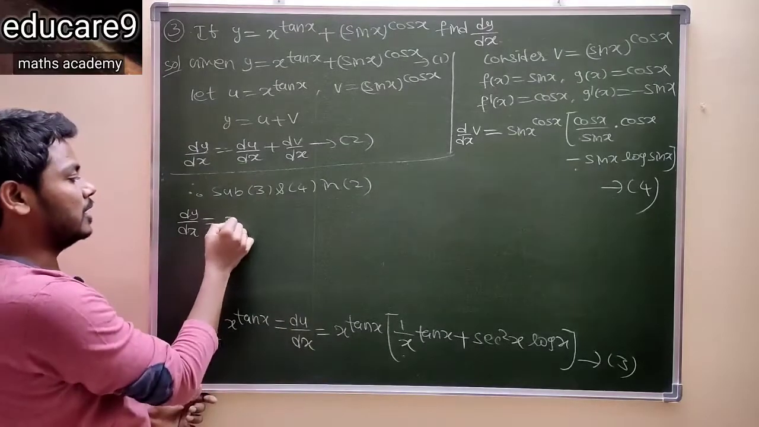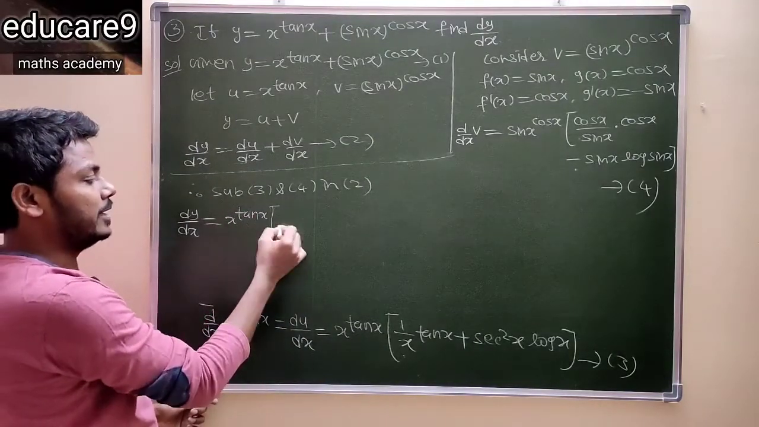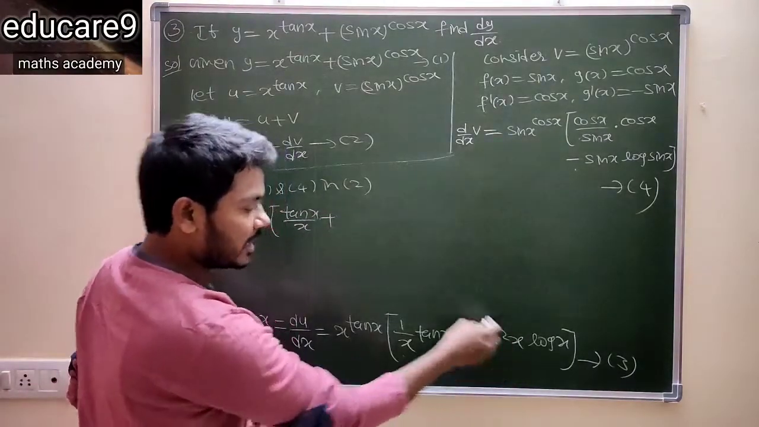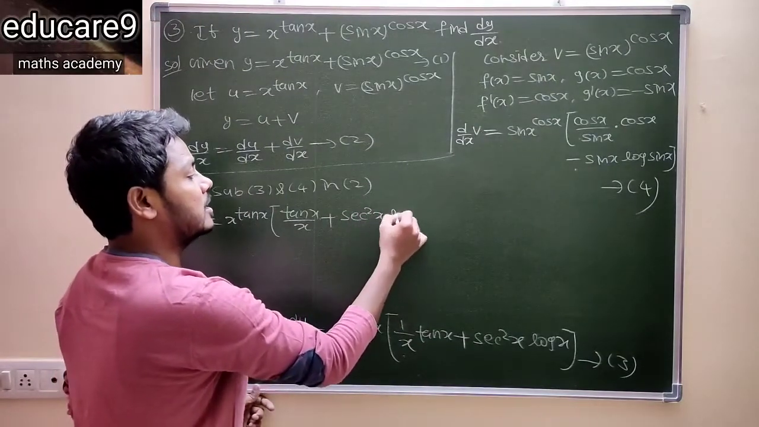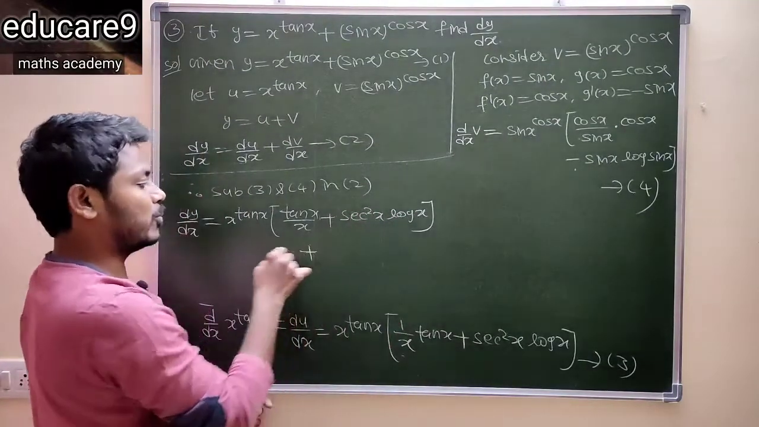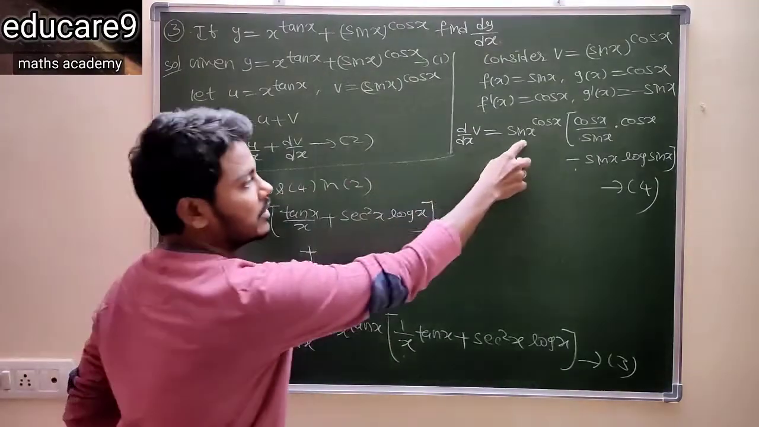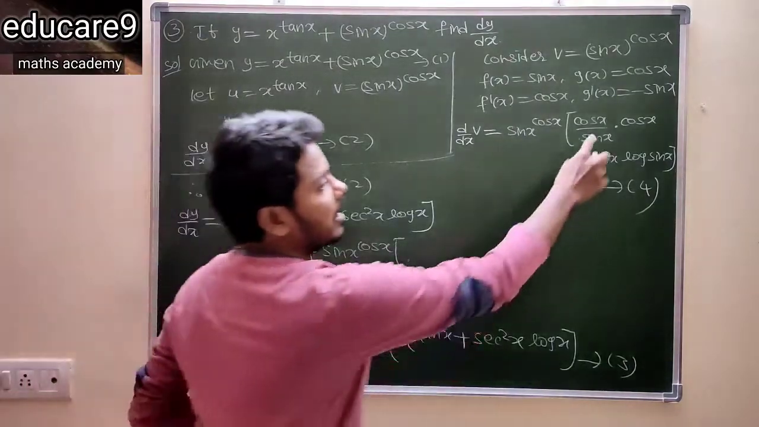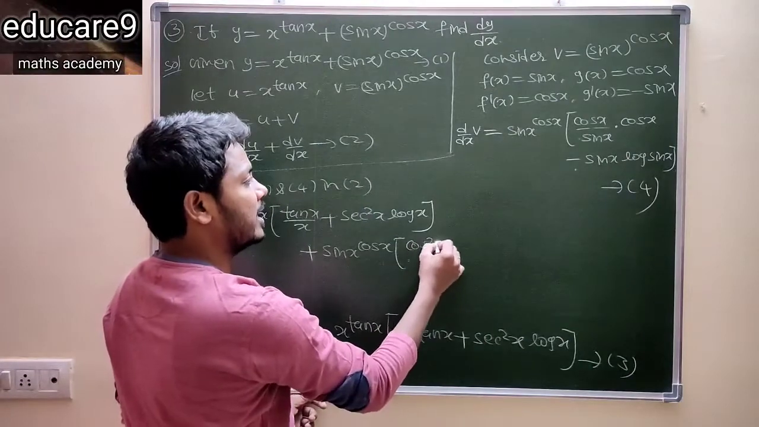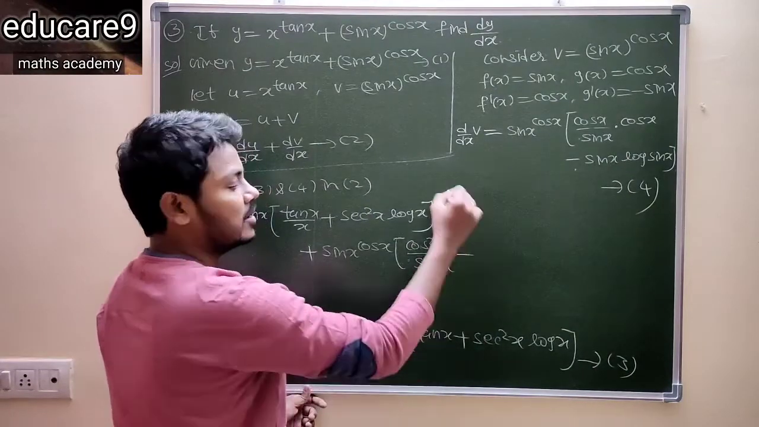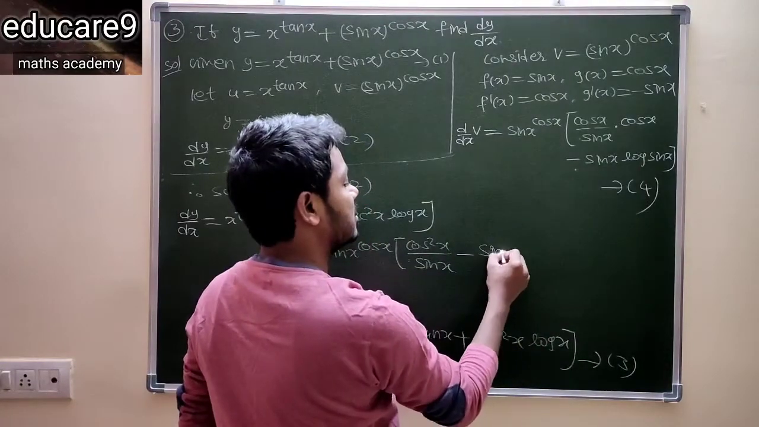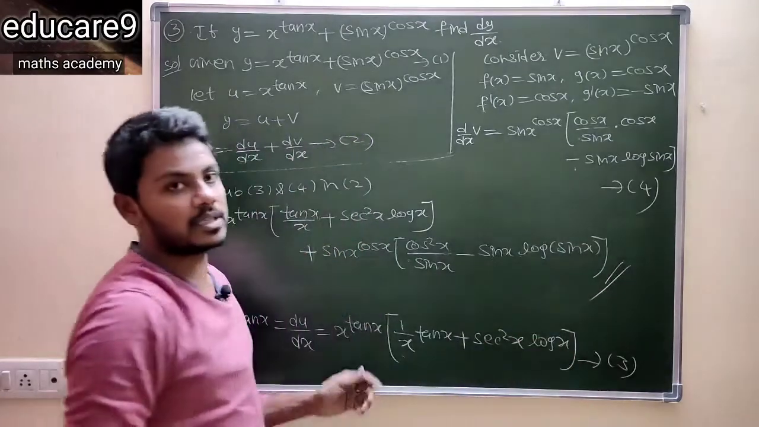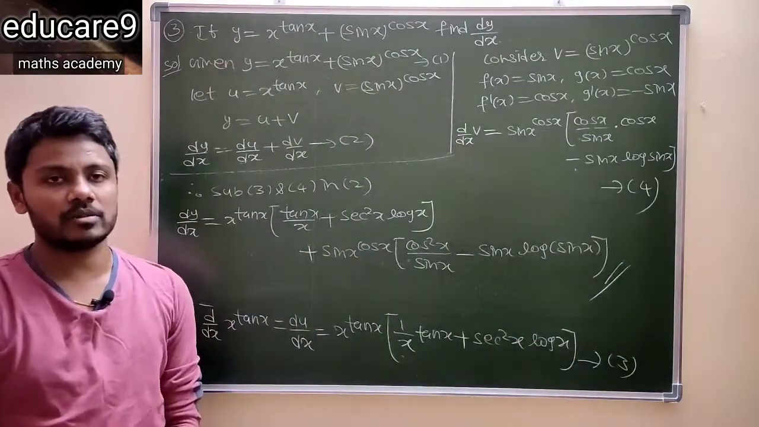This one. X power tan x into tan x by x plus sec square x log x, plus dv by dx. This one. Sin x power cos x into cos square x by sin x minus sin x into log sin x. So this is the derivative of the given function. Okay. So next question number 4.